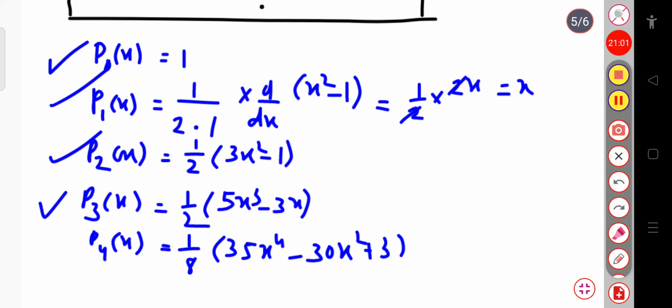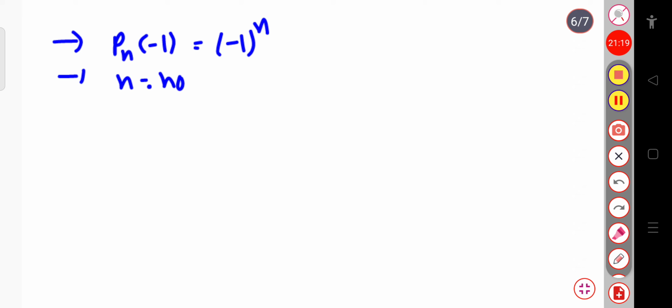And some basic properties regarding the Legendre polynomial, we can write Pn of minus 1 is equal to minus 1 power n. So these are some basic properties I am writing here. And if n equals the number of nodes, then we can say that this Pn of x has n nodes.